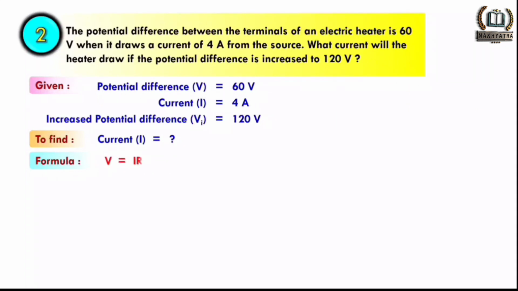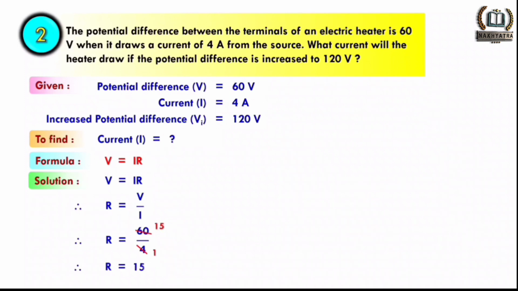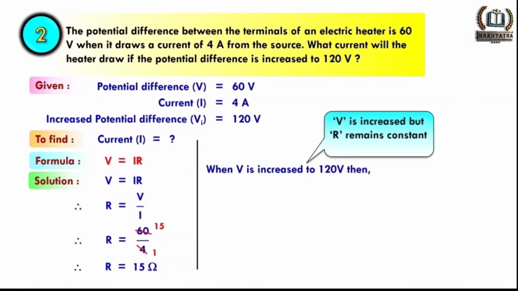Okay. So for the formula we will use V equal to I into R. Now let's solve it. V equal to IR, therefore R equal to V by I. Now by putting the values, R equal to 60 by 4, we will get R equal to 15 ohm. Okay, now see, when V is increased to 120 volt, the potential difference V is increased, but R, that means your resistance, will remain constant.